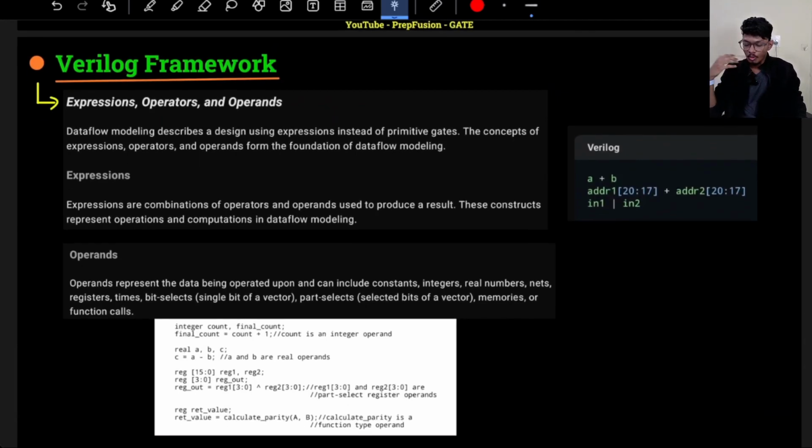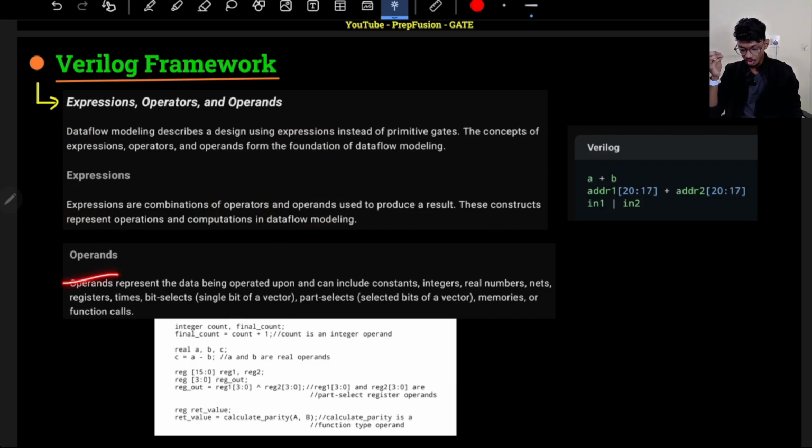There are many types of operators and operands. So basically, what is an expression? Whatever we learn, we will use in Dataflow. Of course, we will use it in behavioral as well. Dataflow modeling describes designs using expressions instead of primitive gates. In gate level modeling, we used AND gate, OR gate, but in Dataflow level modeling, we'll use these expressions. What are these expressions? We'll understand them slowly, one by one. Okay, so expressions are combinations of operators and operands used to produce results. These constructs represent operations and computations.